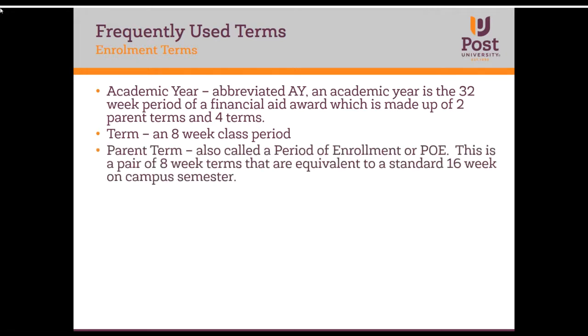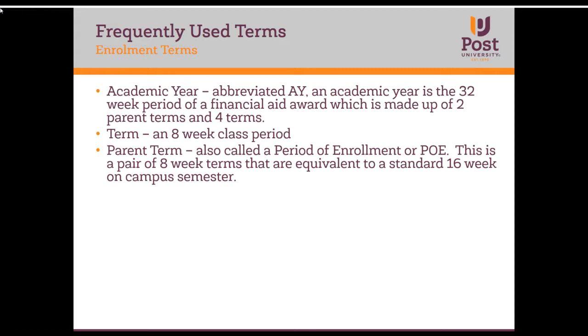So in your 32-week academic year, there are what are called parent terms. Some people who have been with the university a while, we used to call them periods of enrollment, or POEs. So you might hear your financial aid advisor talk in those terms. The idea is that 2 terms, 2 8-week terms, are combined to make a parent term. And you might ask, why are we doing that? Why can't we just look at them individually?